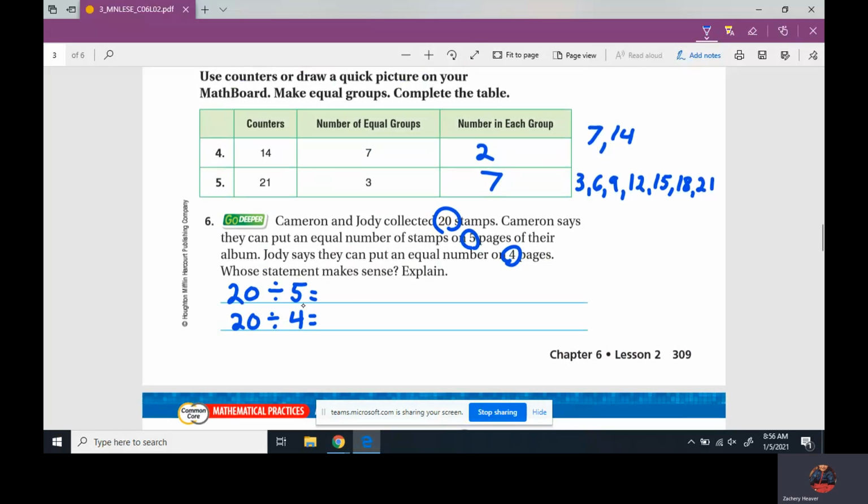then they're both correct. So we got to ask ourselves, can 5 go into 20? Can we skip count 5, or can we make 5 groups and put 20 in and not have none left over? That's really what it wants us to look at. So let's try.